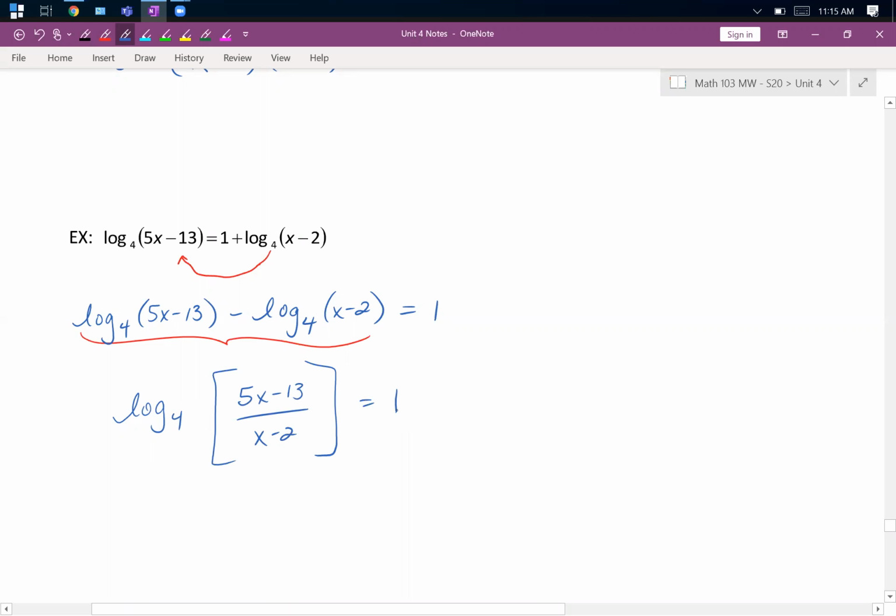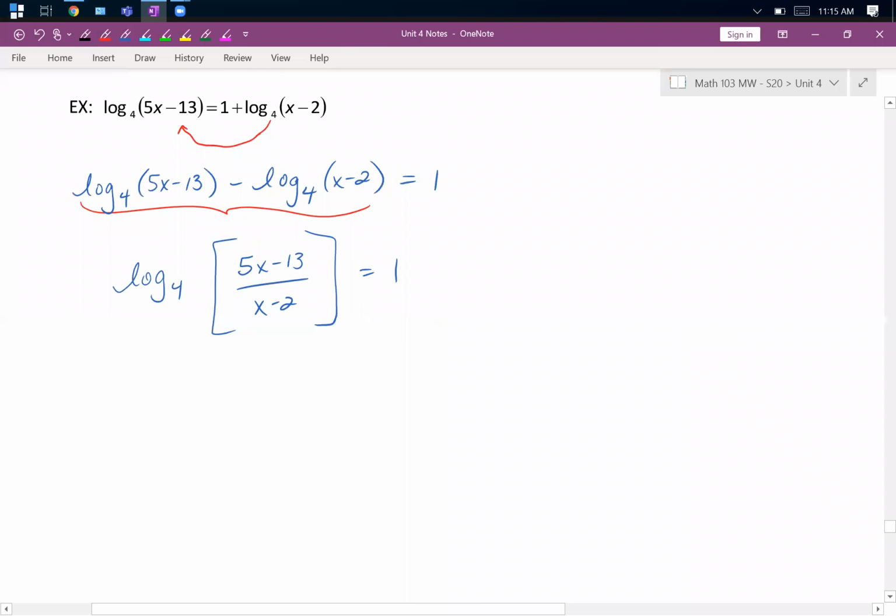We've rewritten our equation, a single log equal to a constant. Now we want to rewrite it in exponential form. Anybody want to give a shot what our exponential rewrite is? Yeah, 4 is going to be our base. 4 to the 1 equals 5x minus 13 over x minus 2. You got it.